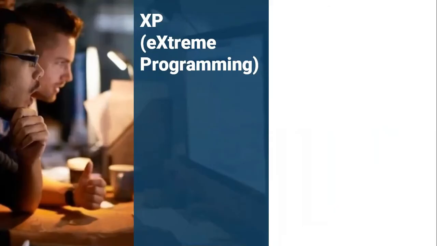Next, we have Extreme Programming. Extreme Programming, or XP, is one of those methodologies that is characterized by high quality and close stakeholder interaction.